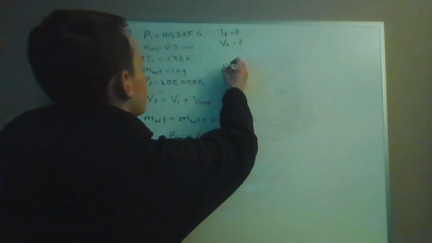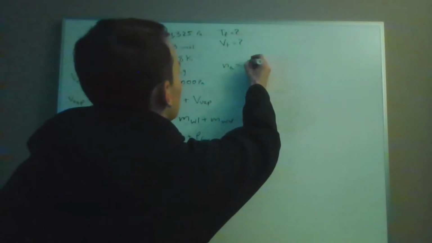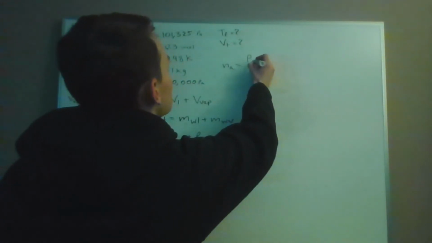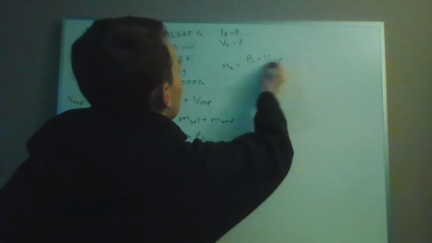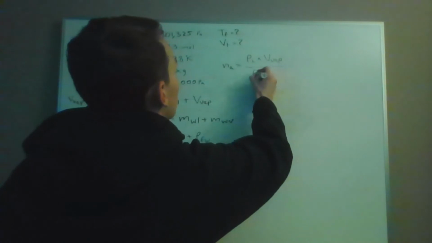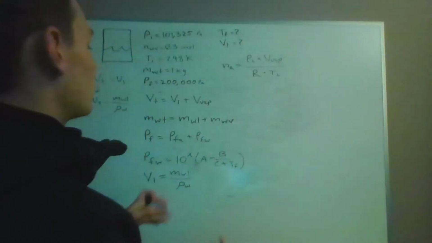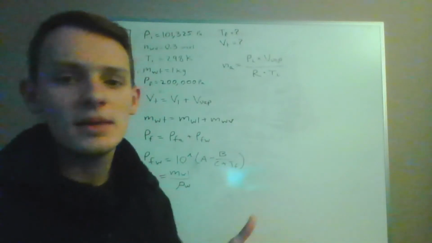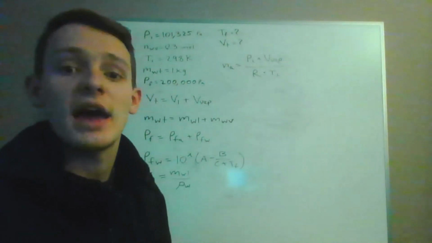So the number of moles of air is going to be equal to the initial pressure times the volume in our vapor phase divided by R times the initial temperature. Okay, so we have an expression for that. I want to keep hacking at this equation up here with the moles of air that we have initially.